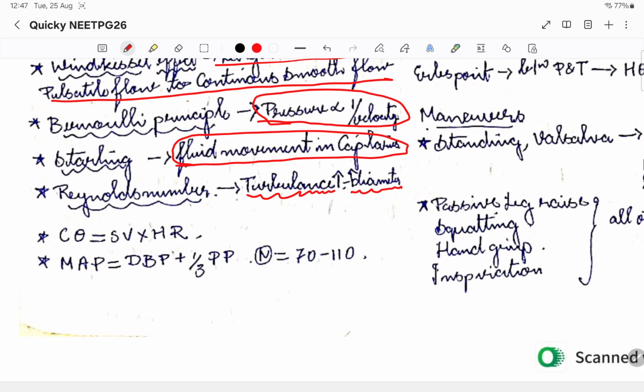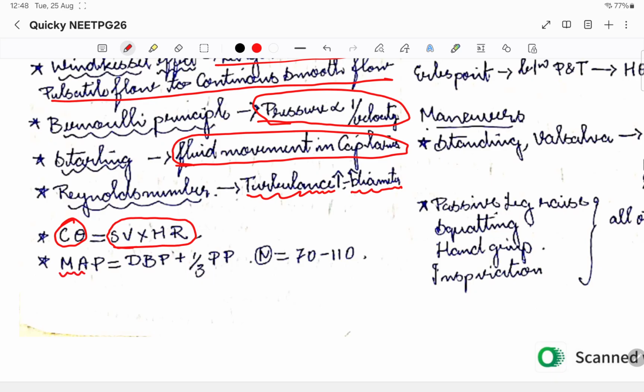Then coming to cardiac output, it is stroke volume into heart rate, right? So cardiac output is stroke volume into heart rate, okay?